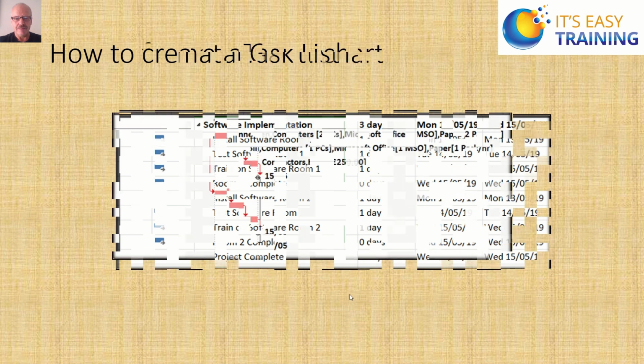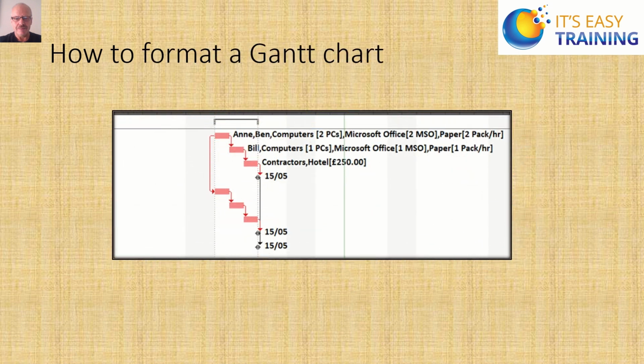After that, we'll learn how to format a Gantt chart. So we'll learn how to change the colors of these non-working time bars, whether we are going to display task names or resource names, as you can see there, whether we're going to have it coloring up red if it's a critical path and things like that.